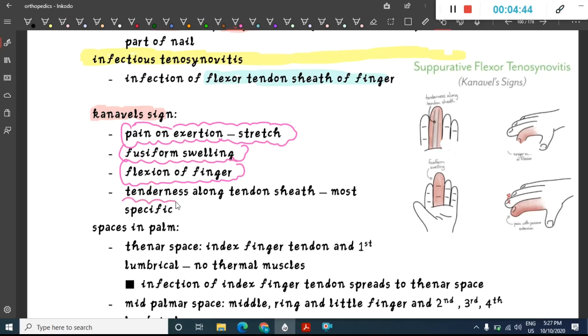And one more specific finding is that tenderness is present along the tendon sheath. So in Kanavel's sign we have pain on extension, the finger will be in a flexed position, and there will be tenderness along the tendon sheath.